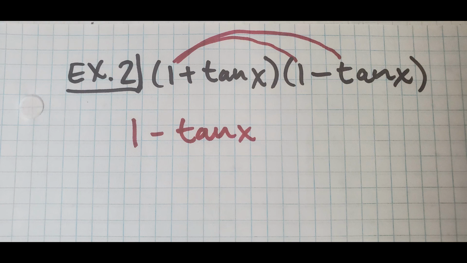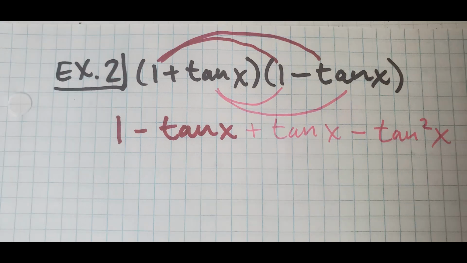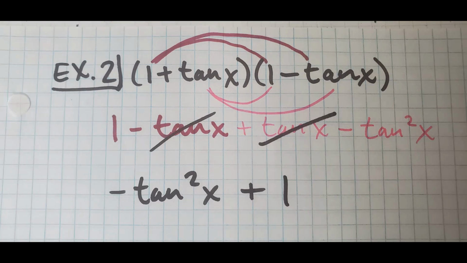Then you do the inner and last for FOIL. So tangent plus tangent of x minus, and then tangent times tangent is tangent squared. Positive times a negative is negative, so it's negative tangent squared of x. So hopefully that's not too crazy for you. The middle two terms cancel out. We have negative tangent of x, positive tangent of x. We get rid of those.